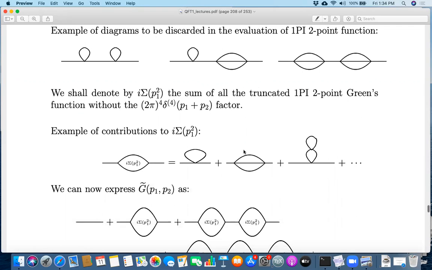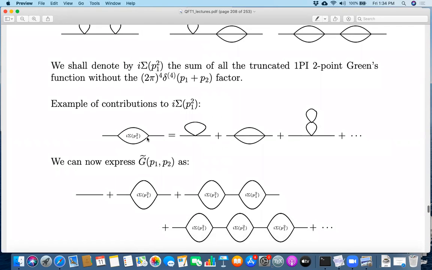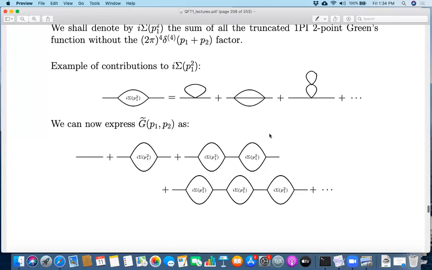So G tilde contains everything. But the point is that whatever G tilde contains can all be summarized. Once you have defined I sigma as the sum over one particle irreducible diagrams like this, then G tilde can be obtained by simply repeating sigma. So G tilde P1 P2 can be done by this sum of an infinite series, and in this G tilde P1 P2 there is a contribution from both one particle reducible and irreducible diagrams. That's right, exactly. So G tilde P1 P2 has not changed. It's exactly the same as what we had before. We have just reorganized that sum in this way.